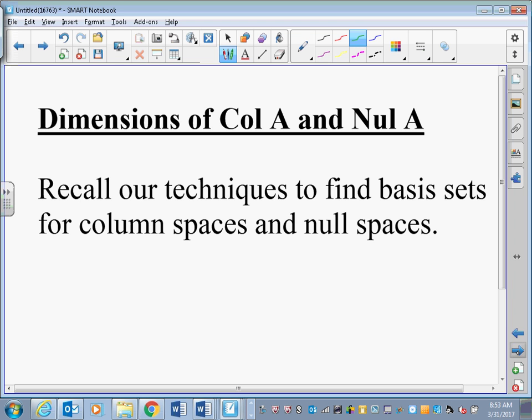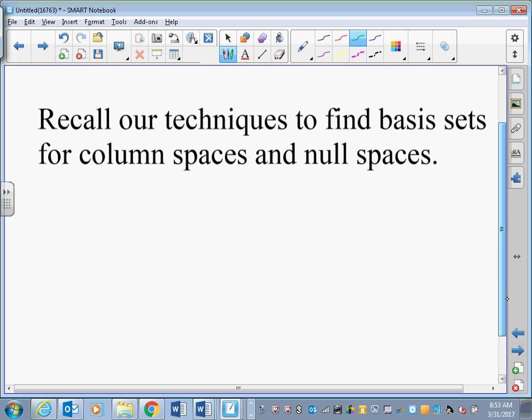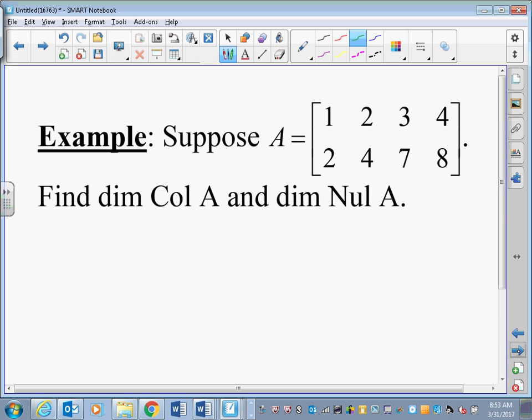How do we find the dimensions of a column space and a null space? We have to know that, so that's going to be on the quiz. Not the dimensions, but the basis or the solutions for the column space and the null space. Is this vector in the column space? Is this vector in the null space? Whatever. The basis sets for column space and null space, we know how to do that.